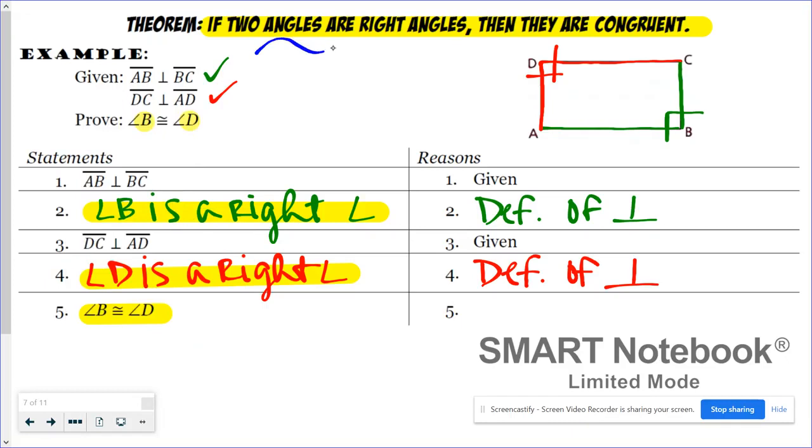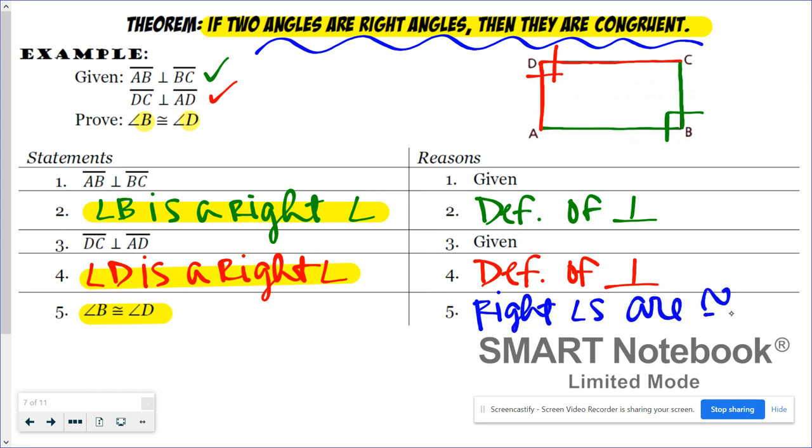That's right. If 2 angles are right angles, then they are congruent, or like it says on your summary sheet, right angles are congruent. Okay.